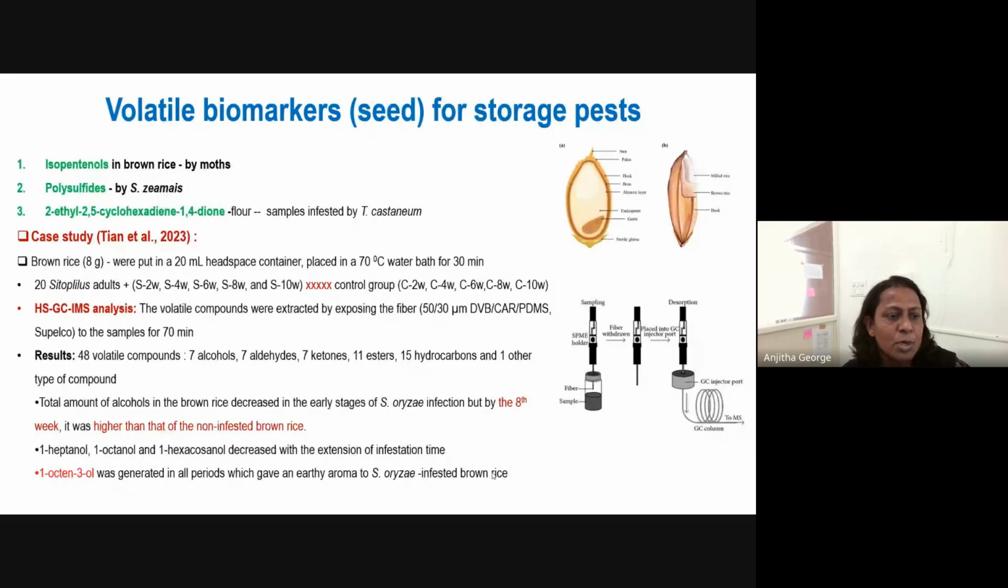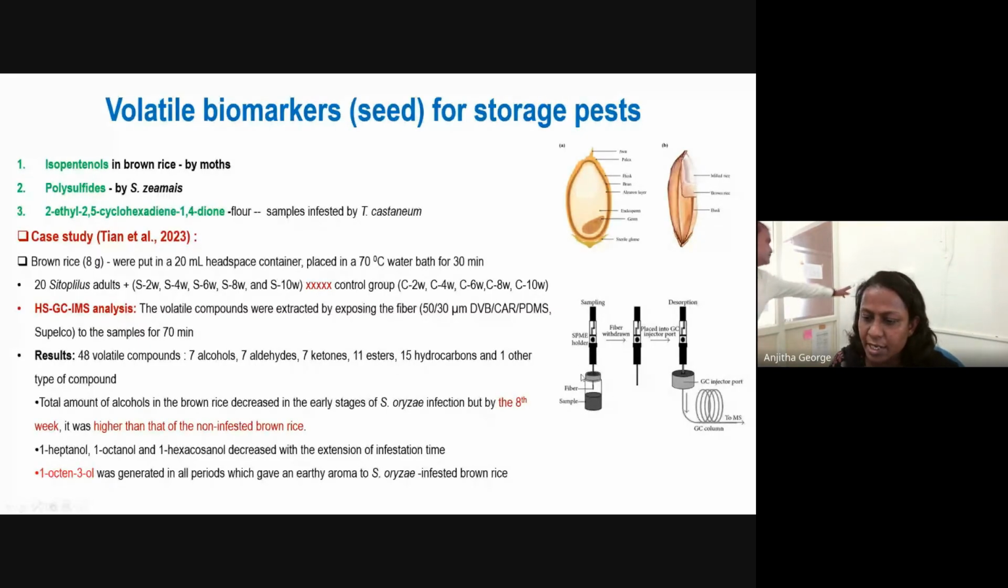A small study was done by Tian and his co-workers in 2023, and here they have taken brown rice. There are different kinds of rice, but for this study, brown rice was selected, and they tried to characterize the volatiles emanating from these seeds. For this, we need a small setup. We call it SPME. I had mentioned it earlier in my presentation. SPME is solid phase microextraction. I'll explain it in very simple terms.